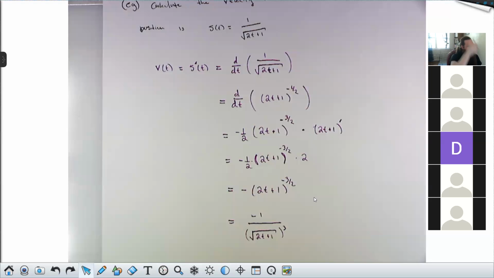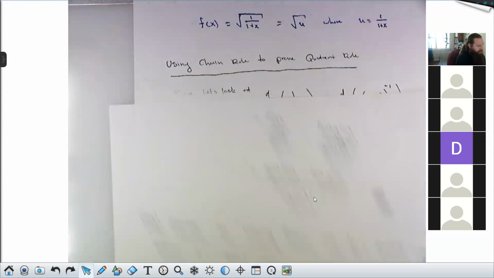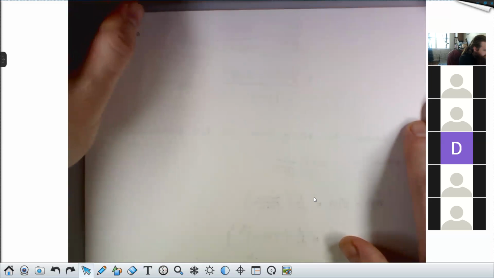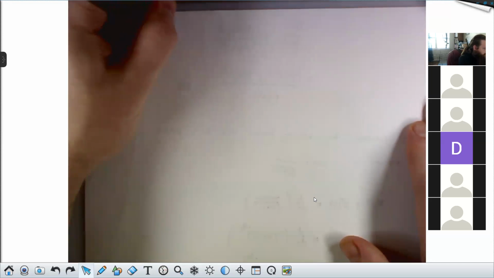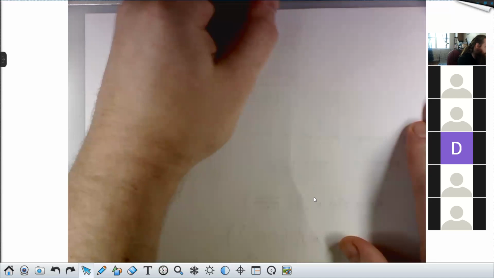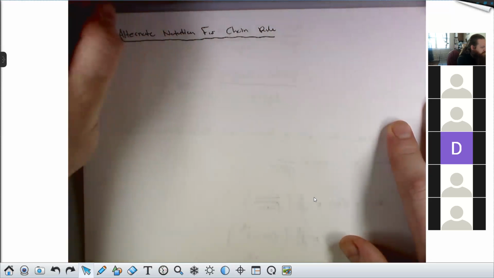All right, we are just about out of time. In parting, let me show you an alternate notation that some people find appealing, and specifically, I promise your Calc 3 teacher will like. Some alternate notation for the chain rule.